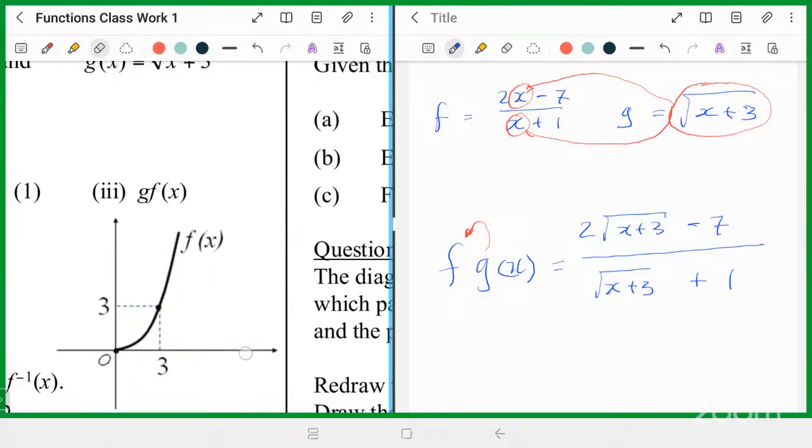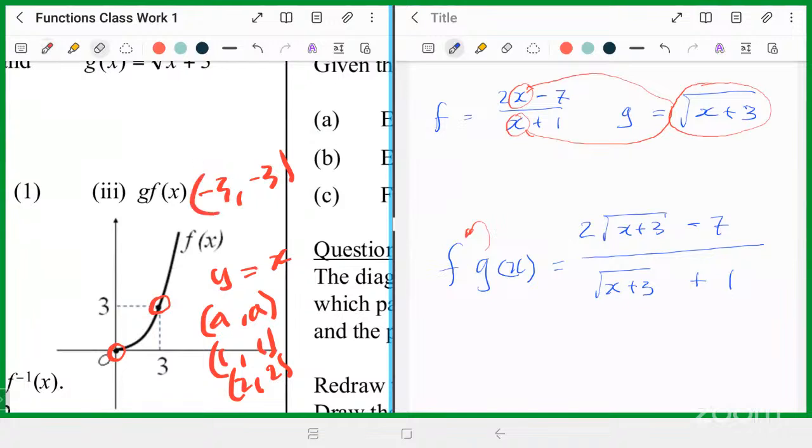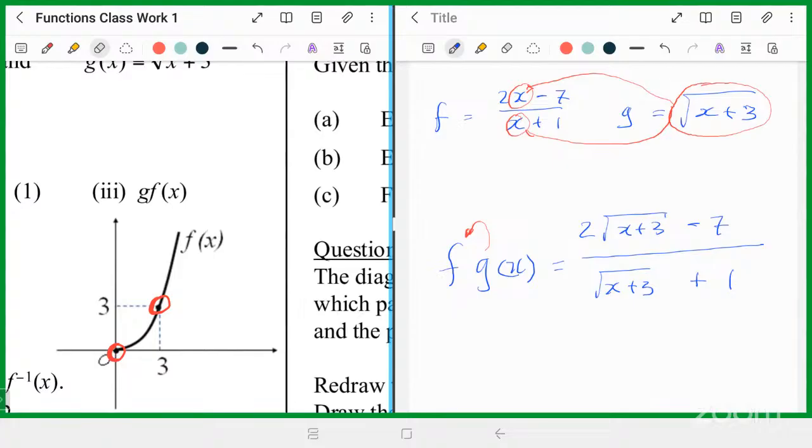So I'm going to sketch the line y equals x in red. That's my mirror line that I'm reflecting the function in. It must pass through 0, 0 and must pass through 3, 3. The line is y equals x, so it passes through points with the x and the y value equal, like 1, 1, 2, 2, minus 3, minus 3. So it's going to pass through those two points, 0, 0 and 3, 3.